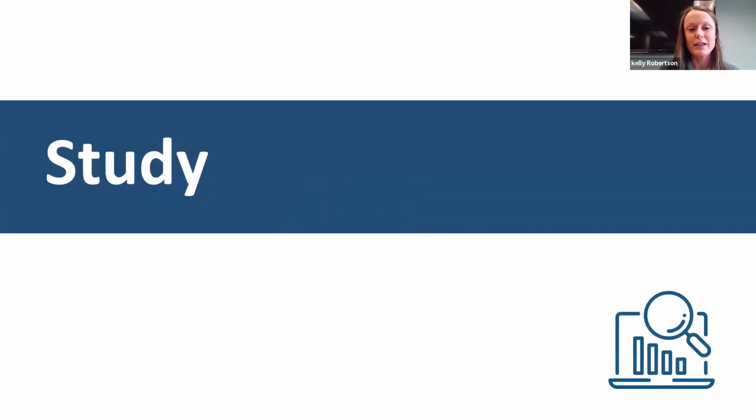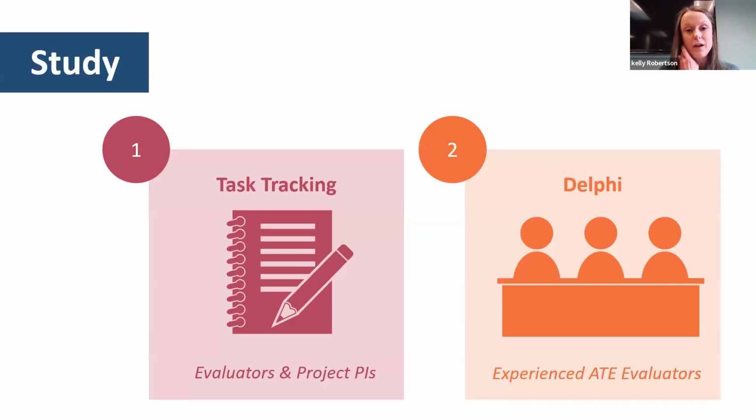The validation study involved 2 phases. The first was a task tracking study in which we asked evaluators in the ATE community and project principal investigators to record their evaluation-related tasks over the course of a year. And then we also engaged in a Delphi study with experts in ATE evaluation.